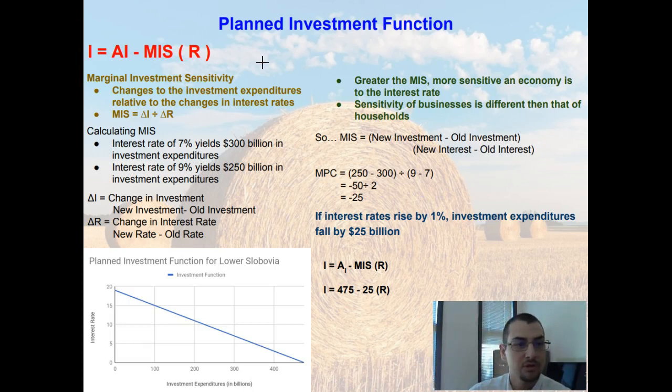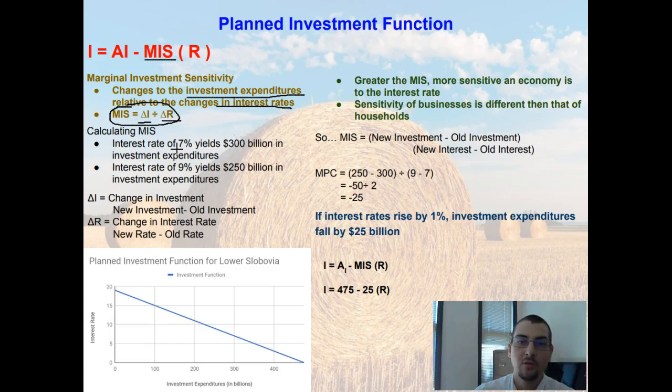Marginal propensity to consume asks: what is the change in consumption relative to the change in income? Marginal propensity to save asks: what is the change in savings relative to the change in income? With this marginal investment sensitivity, we have the change in investment expenditures relative to the change in interest rate. So we have this nice little formula down here, where the marginal investment sensitivity equals the change in investment divided by the change in interest rate. Let's go ahead and calculate it.